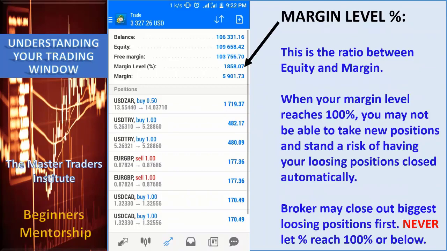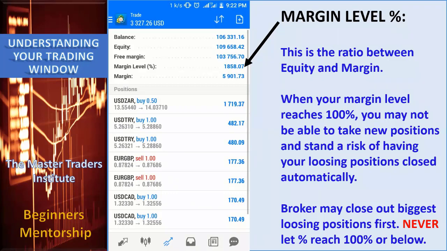Margin level percentage. This is the ratio between equity and margin. When your margin level reaches 100%, you may not be able to take new positions and stand a risk of having your losing position closed automatically. So talking about the idea that brokers can close your trade.